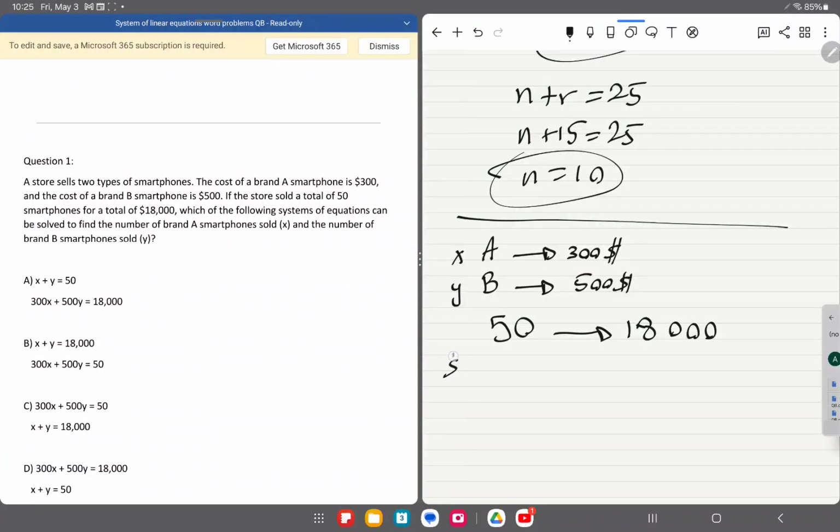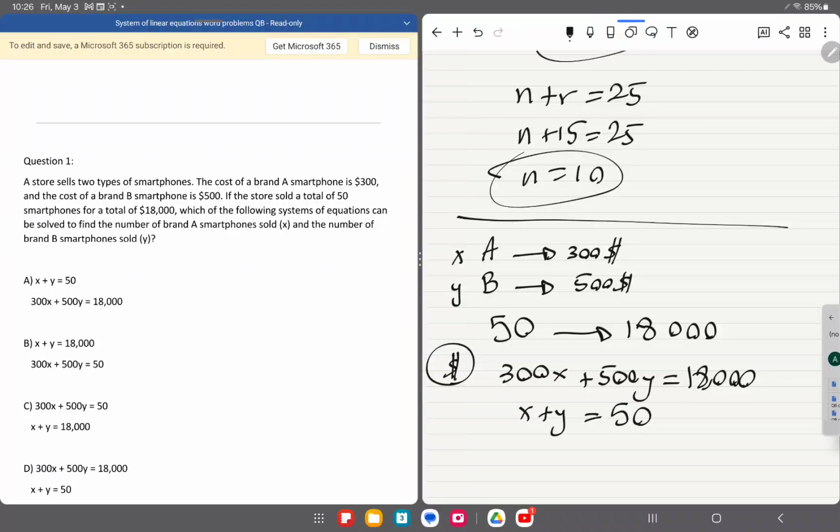Now let us focus on dollars. 300x plus 500y is equal to 18,000. And x plus y is equal to 50. So which one applies over here? I've got 300x, 500y. Yeah, it's A. So the correct solution is A.